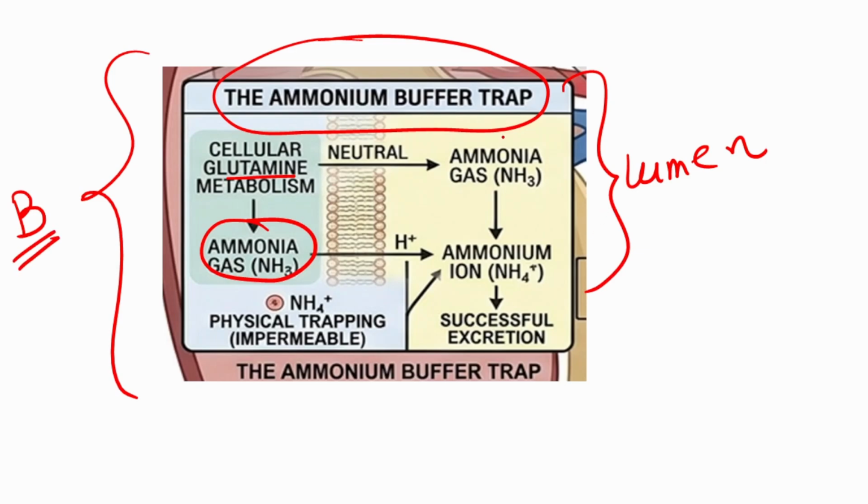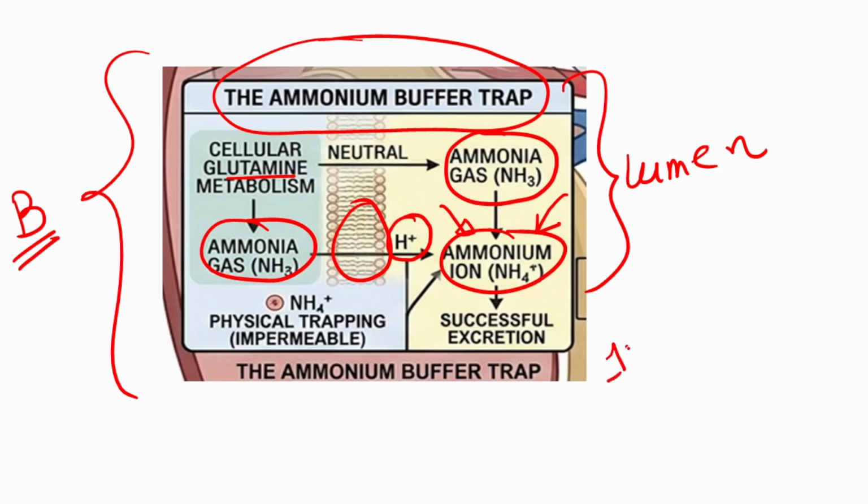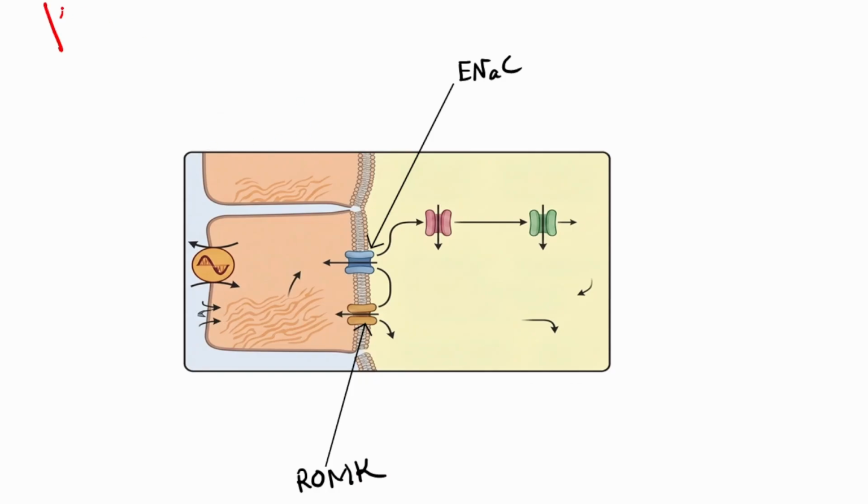Once the ammonia is inside the lumen, this ammonia instantly binds with the proton that was already present in the lumen, and it makes ammonium ion. This lipid bilayer is entirely impermeable to charged ions. That's why this ammonium ion becomes physically trapped within the lumen and is successfully excreted from the body, serving as the dominant acid excretion method that allows the kidney to handle large acid loads while respecting the absolute minimum urine pH threshold of approximately 1.4. Now we're moving to the potassium handling part.